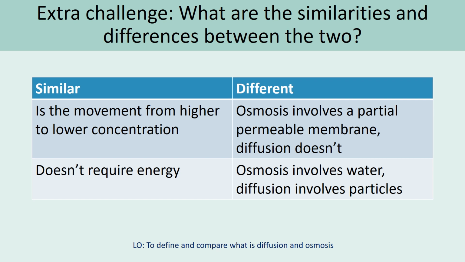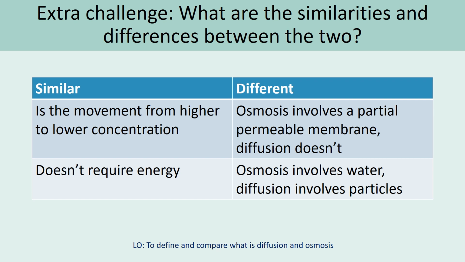So how osmosis and diffusion are similar is that both of them involve the movement of particles from high to low concentration, and neither of them require energy. So we say that the process is passive, as opposed to, in a couple of lessons, we're going to do active transport that does require energy.